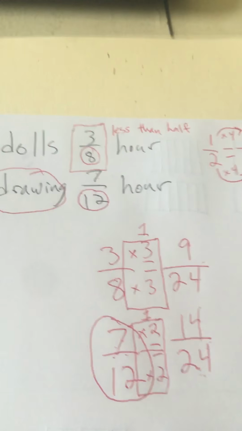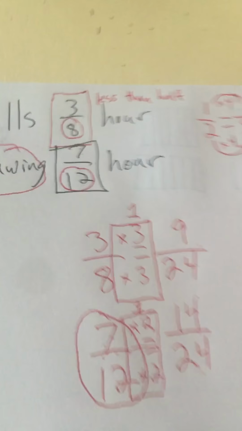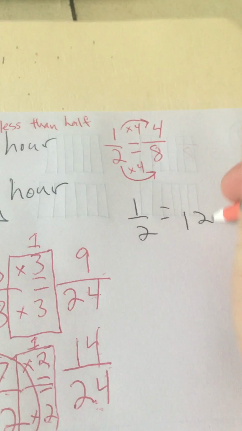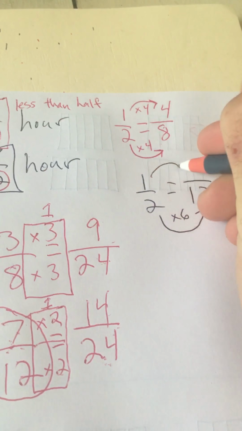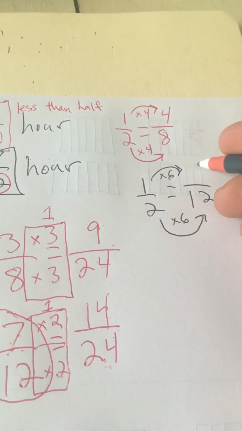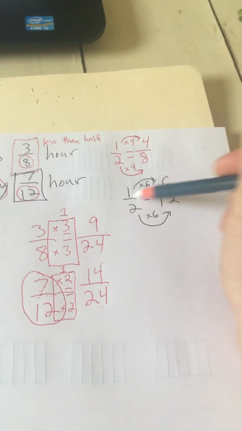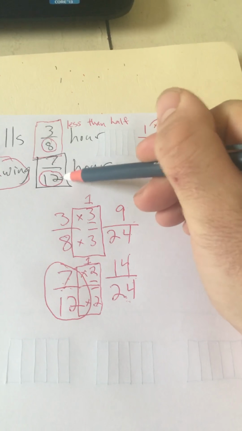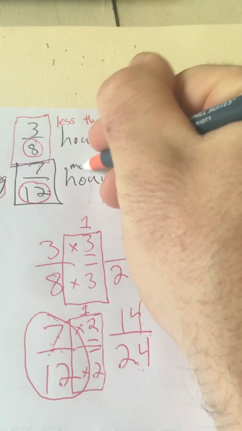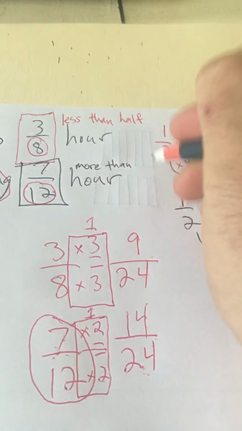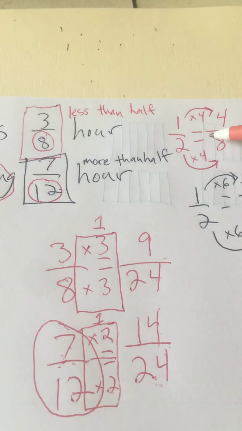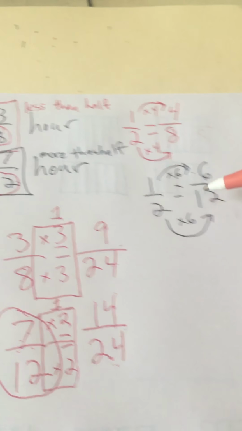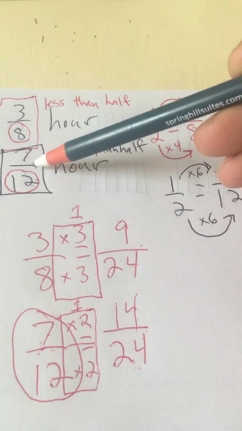Now let's look at 7/12. 1/2 would be how many twelfths? 2 times 6 got us to 12. So we're going to multiply the numerator times 6. 1 times 6 is 6/12. So if 6/12 is a half, 7/12 is more than half. Okay? 3/8 is less than half because 4/8 would be half, so 3 is less. 6/12 would be half, so 7/12 is more than half.